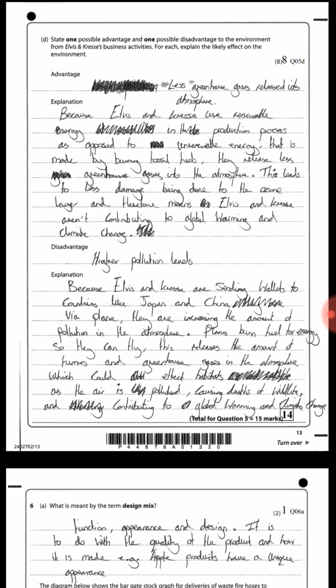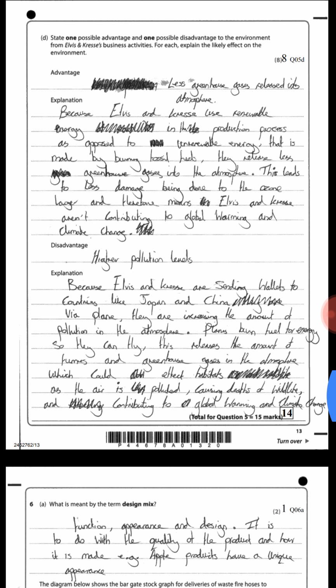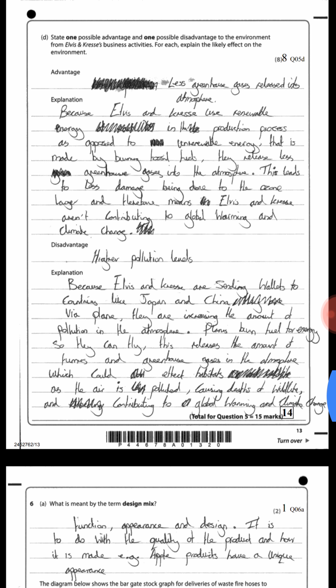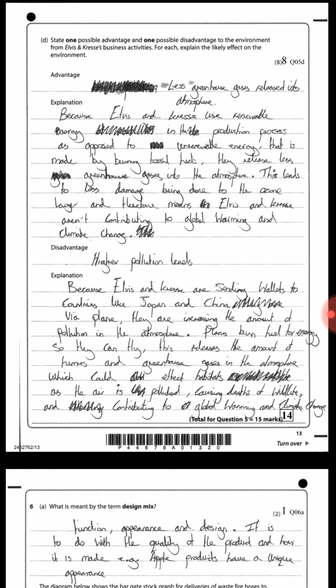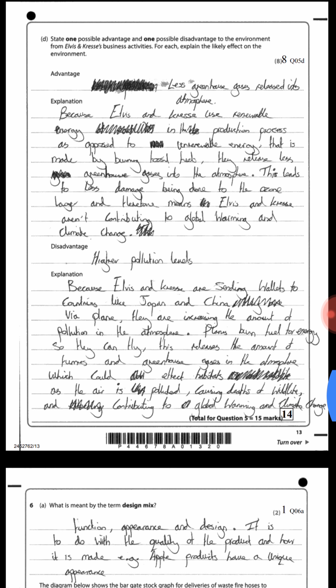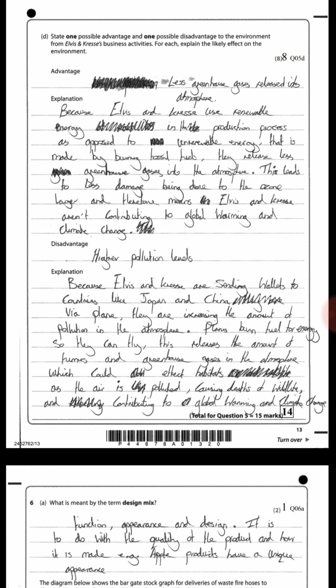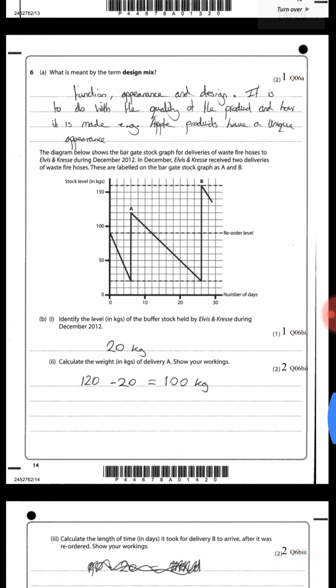For the disadvantage, they've put higher pollution levels. Because Elvis and Cress are sending wallets to countries like Japan and China via plane, they are increasing the amount of pollution in the atmosphere. Planes burn fuel for energy so they can fly. This releases fumes and greenhouse gases into the atmosphere, which could affect habitats as the air is polluted, causing deaths of wildlife, and contributing to global warming and climate change. So they've kept this really in context again to the case study.